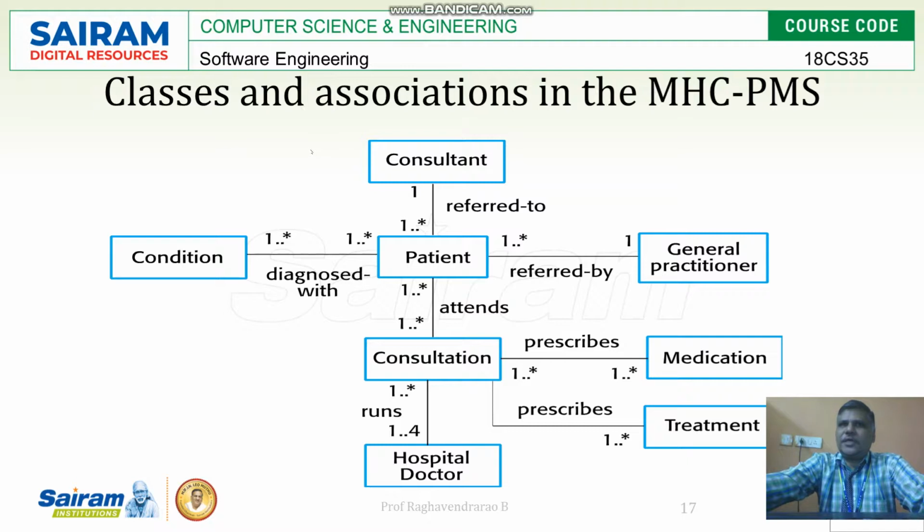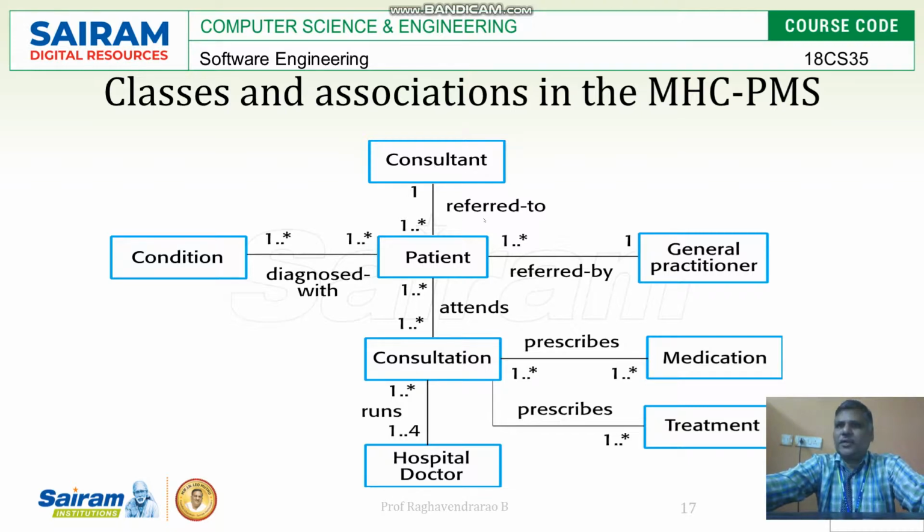Here is class and associations in the mental health care and PMS system, where this is going to display the concept of associations as well as classes. Whatever you are going to see in the boxes are the classes, and nearby those boxes, the numbers and stars that are written are called associations.